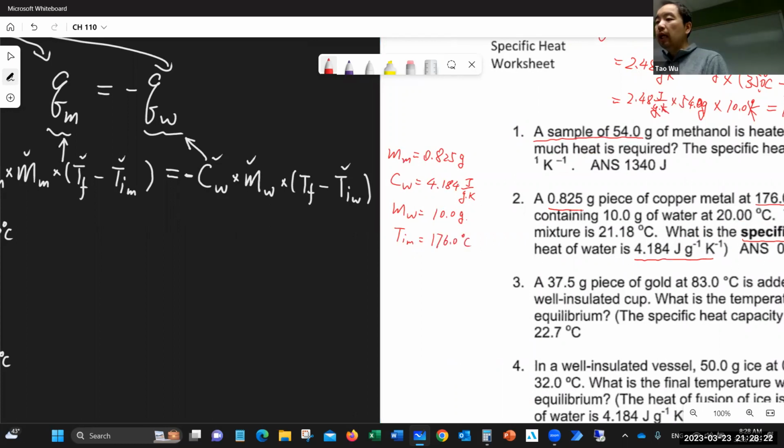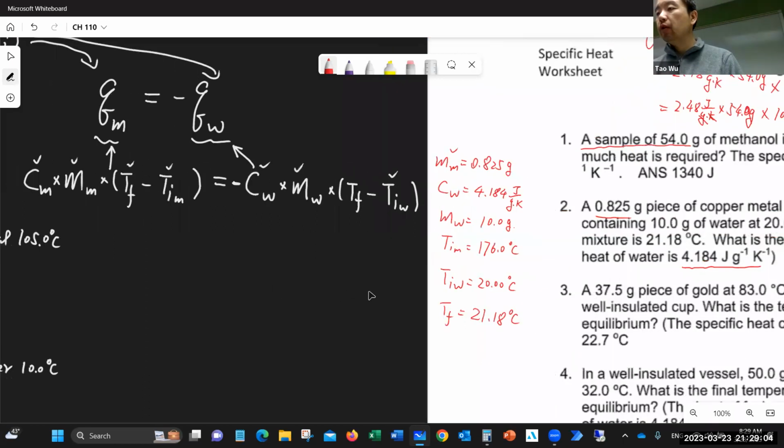176.0 Celsius. And the initial temperature of water is 20.00 Celsius. Okay, so now, based on the list, we already know 1, 2, 3, 4, 5. We talk about here, we have a 7. I think we should have one more, the final temperature. The final temperature we also know, which is 21.18 Celsius. So now we know 6. There are 7 unknowns over here, but we know 6 of those unknowns, so we should be able to solve the last one.